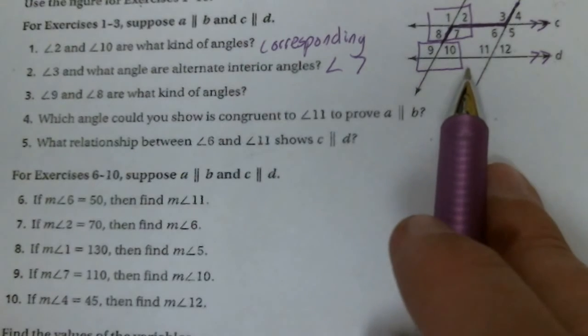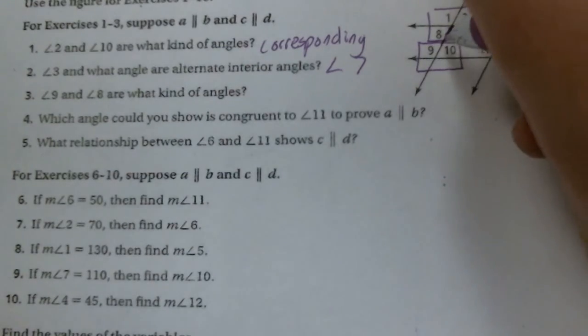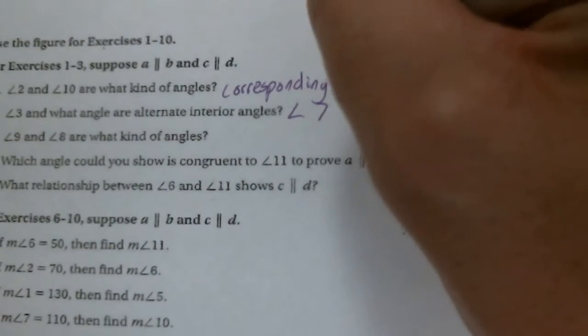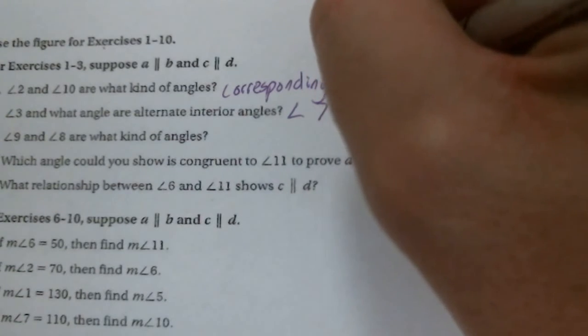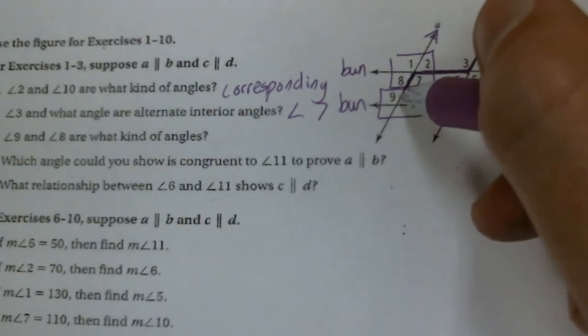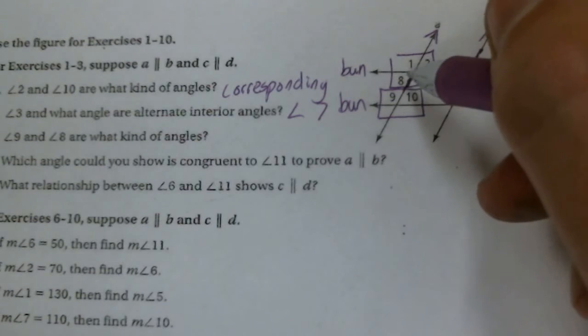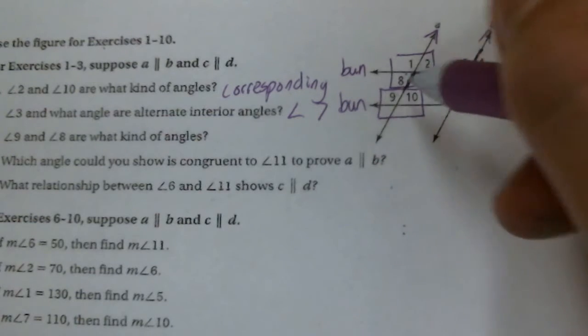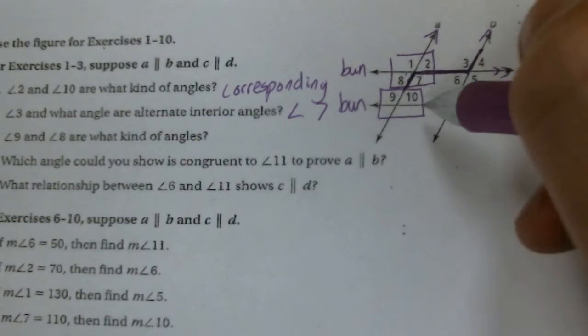9 and 8 are what kind of angles? Okay, 9 and 8. Again, if I'm thinking this is the bun of the sandwich, this is the bun of the sandwich, 9 and 8 are inside the hamburger. So they're both interior, and 8 and 9 are both on the left side of the transversal, the railroad tracks. So that's going to be same side interior angles.